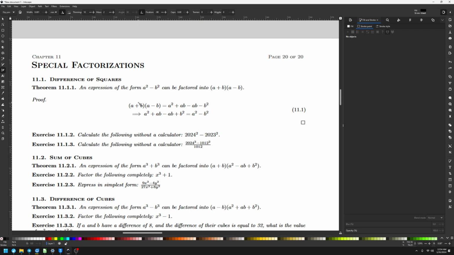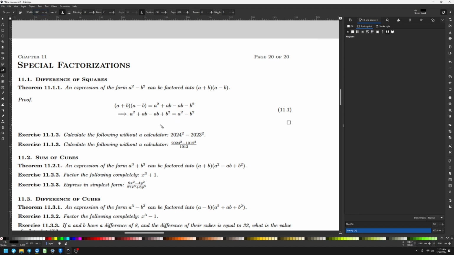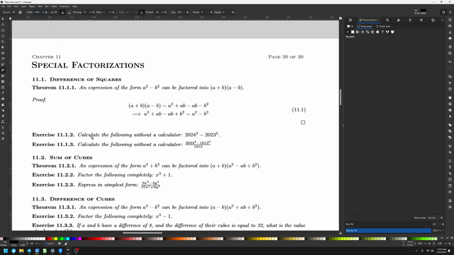So if we FOIL a plus b times a minus b, we can say that the ab and minus ab cancel out, leaving us with a squared minus b squared. Okay, so let's start using this right away. Calculate the following without a calculator. 2024 squared minus 2023 squared.